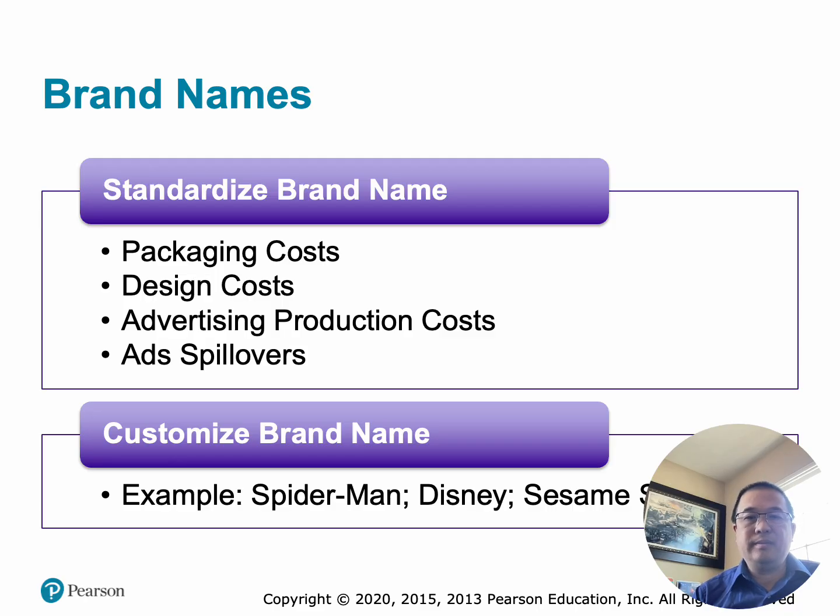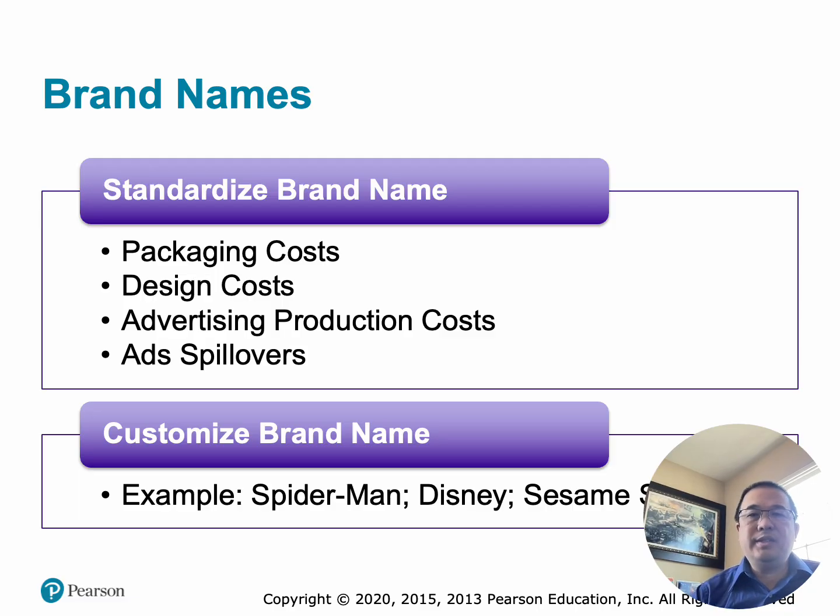for every market. C, lower advertising production costs. Companies can reuse commercials, marketing materials, and social media campaigns across multiple countries. D, advertising spillovers. This means advertising in one country benefits other countries. So a global Nike commercial viewed on YouTube may influence consumers in dozens of countries. The company gains worldwide exposure from a single campaign.